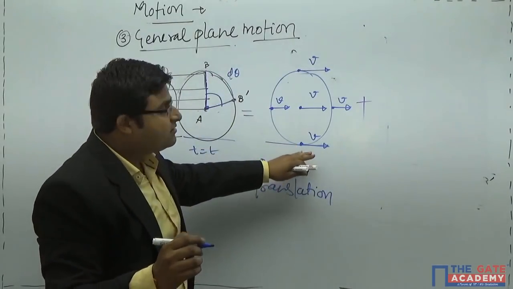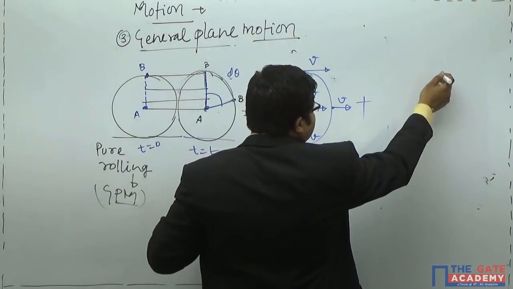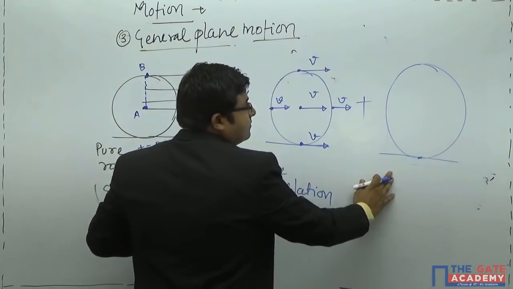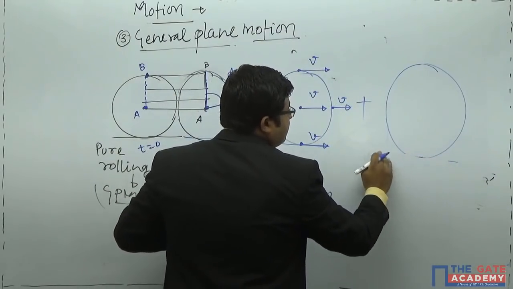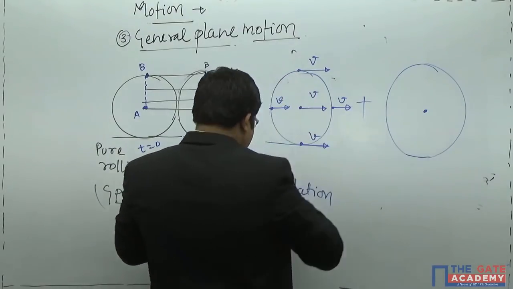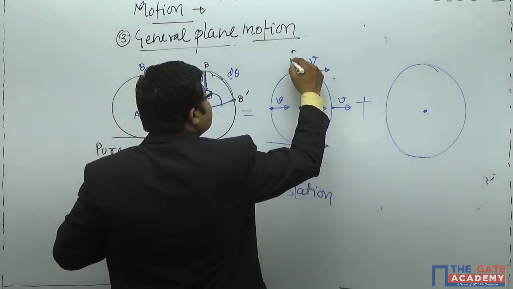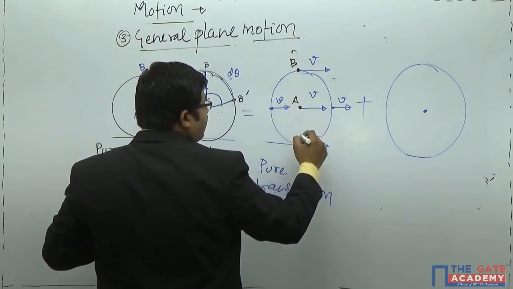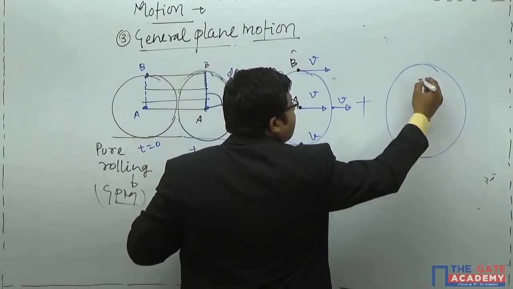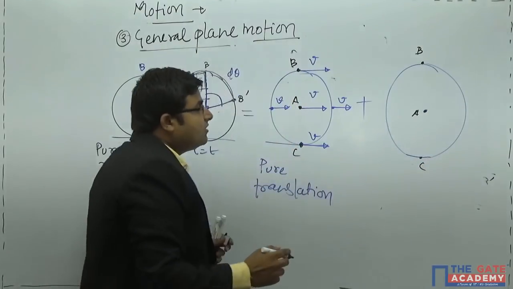Now, if we add, what can we add? If we can add pure rotation into it, how will the pure rotation happen? You know this. For pure rotation, we need some center point. Suppose there are 3 points. This is point B, this is point A, and this is point C.